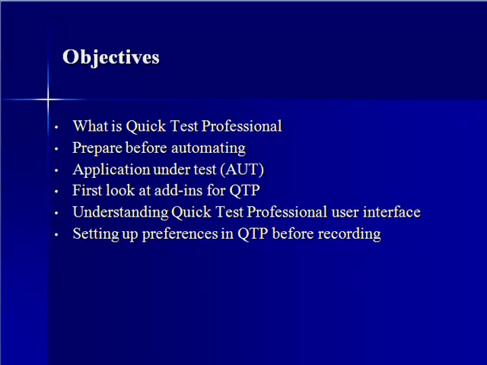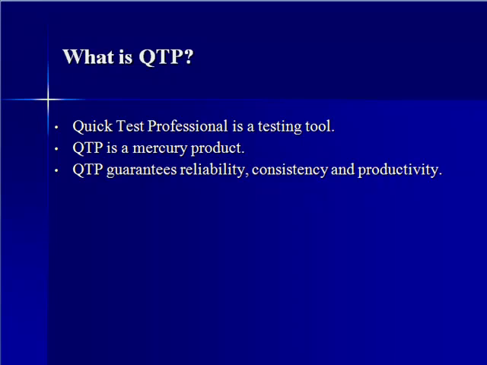Let's start our class by getting to know what exactly is Quick Test Professional. Quick Test Professional is a functionality testing tool. It is the most commonly used tool for functional testing. QTP is a product of Mercury Interactive, now owned by HP. The latest version of QTP in the market is 10.0. The important advantages of QTP, or functional testing, are reusability, consistency, and productivity.